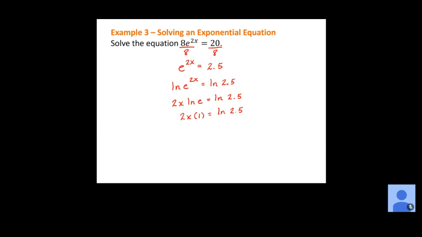And so we just have a 2x on the left-hand side now. We could have done that from the previous step because we had another property that says if you have the natural log of e to some power, the answer is just going to be the exponent. So we could have just put 2x there to begin with. All right, so now if I want to get x by itself, what do I need to do?